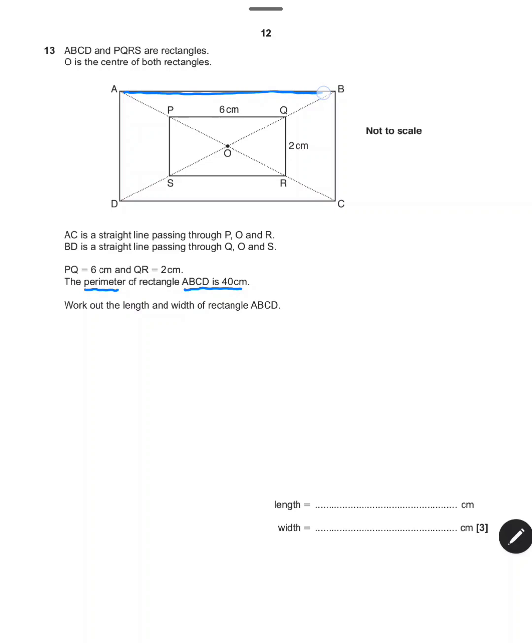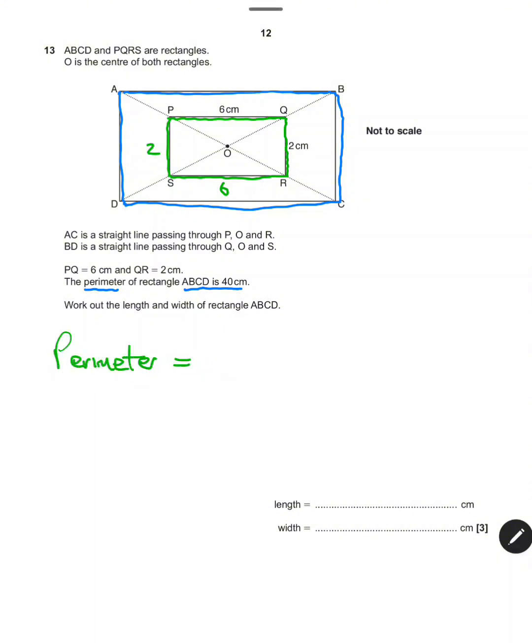So I know that all of this comes to 40. What I might look at is this perimeter and see what that comes to. Well, if the top is 6, the bottom is 6. If this is 2, this is 2. The perimeter of the green rectangle is 6 add 6, add 2, add 2, 12, 14, which is 16 centimetres. We know the perimeter of the large rectangle is 40 centimetres.